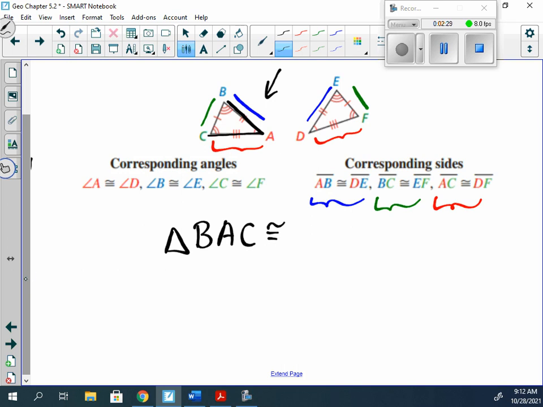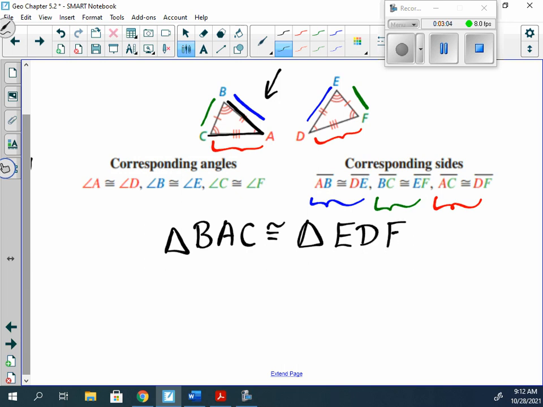The way we named the first triangle really does not matter, because we could have named it BAC, BCA, ABC, ACB, CAB, or CBA. Any one of those 6, we just need to name it. Now the second one matters because we have to go in the same order. What is the corresponding angle to B? We're going to have to start off with E. And then where do we go next?